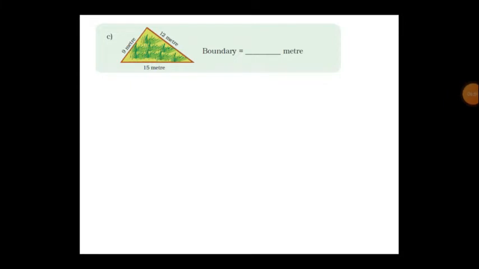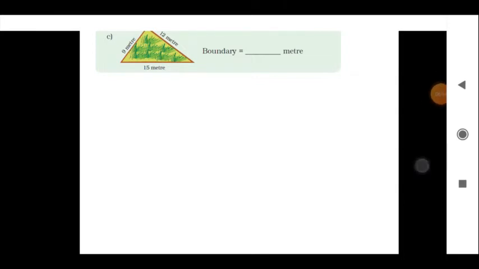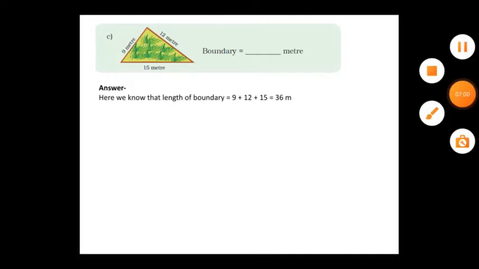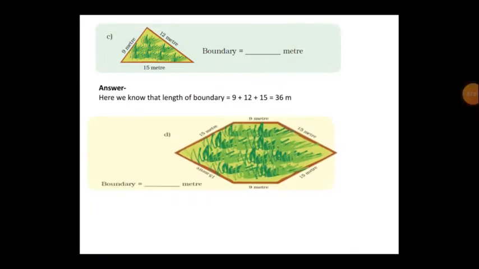See, now boundary C. Boundary C, how much length is there? So what you have to add? 9 plus 12 plus 15. So totally 36 meters. Totally how many meters? 36 meters it is.